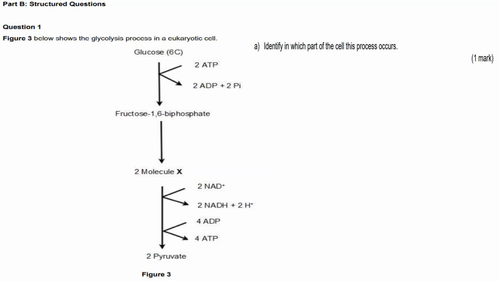In this video, we are going to discuss a tutorial question on the chapter Cellular Respiration, part B, structured question. For question number 1, it gives you a figure, figure 3, that shows the glycolysis process in a eukaryotic cell. As you know, glycolysis is the first stage of cellular respiration and it occurs in the cytoplasm. And it has 10 reactions.